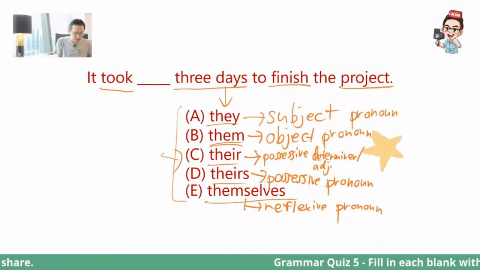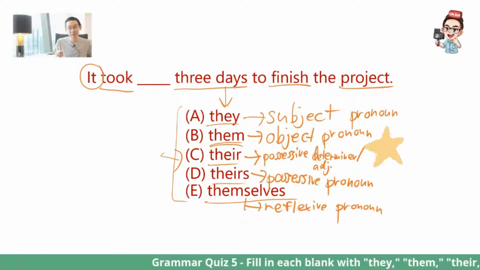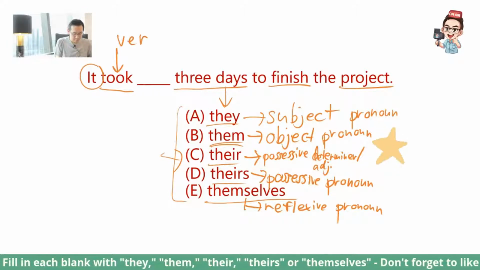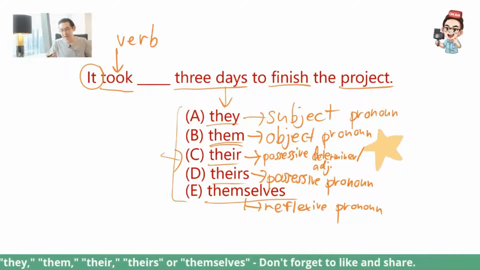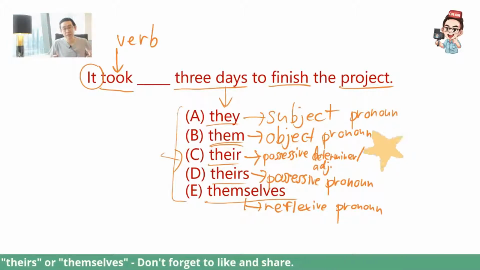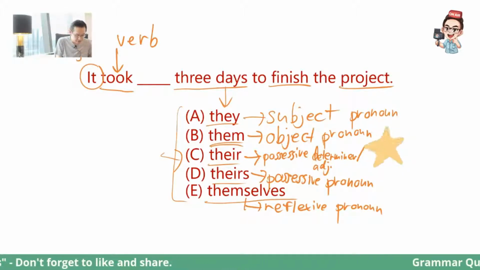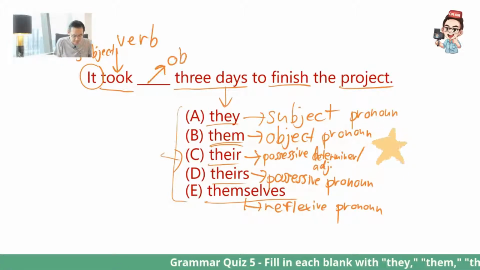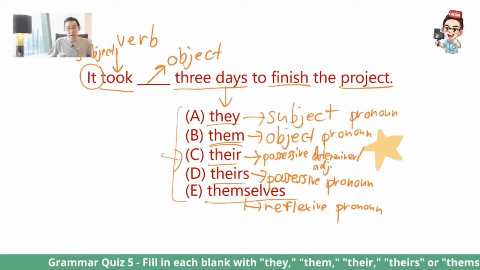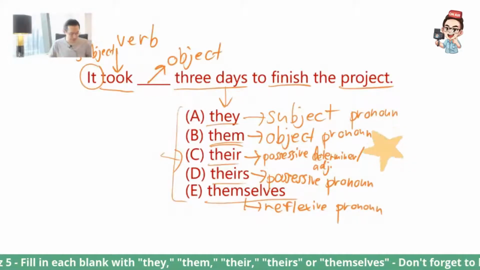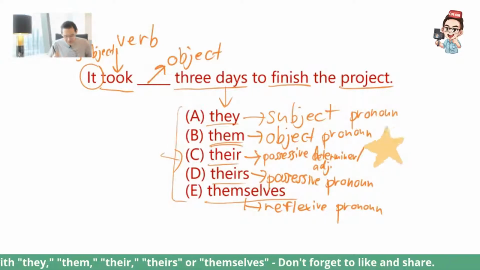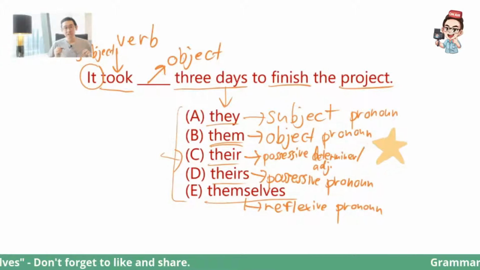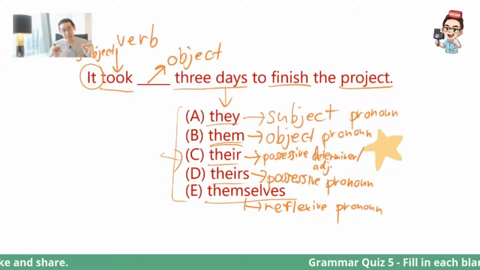If you look at this sentence, we have "it" as the subject of the sentence, and "took" is a verb. If something is the receiver of an action, it has to be an object, remember? So here is the subject, and here has to be an object. We know we need to write an object because it receives an action. Is it they, them, their, theirs, or themselves? Which pronoun can be used as an object?